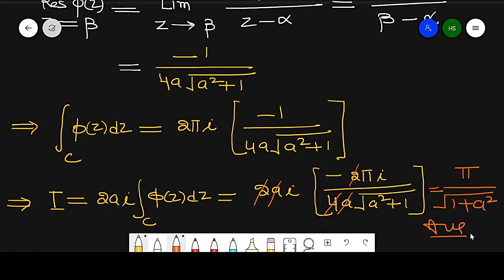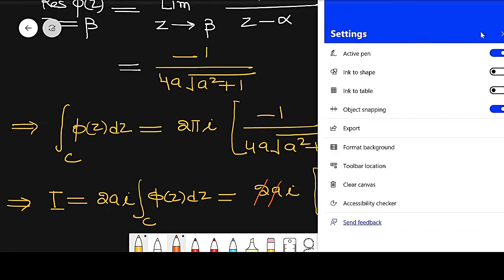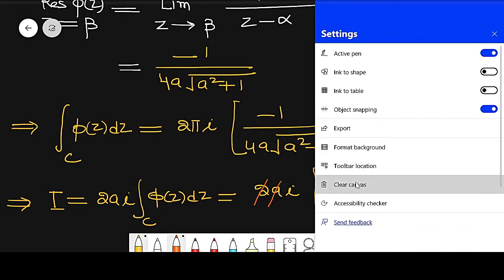So in this way we can use the residue theorem to find the answer to questions of this kind. Basically it is the integration around the unit circle. So in this way we can find the integration around the unit circle if the given function is in terms of sine and cos theta.